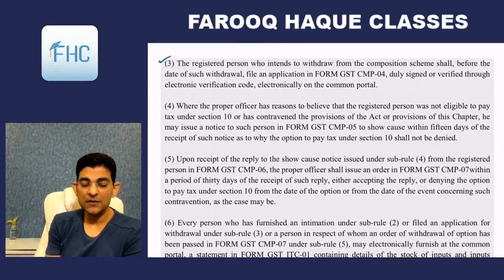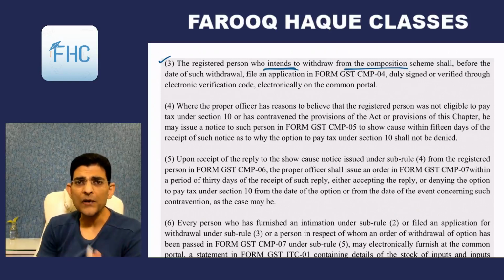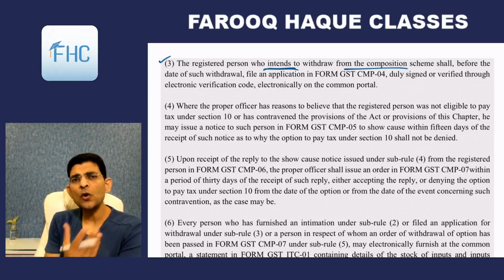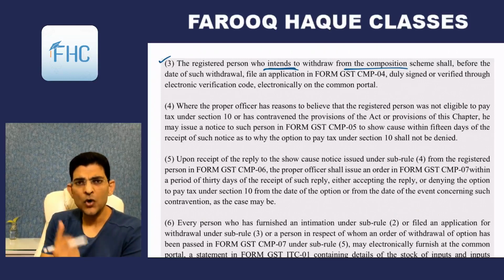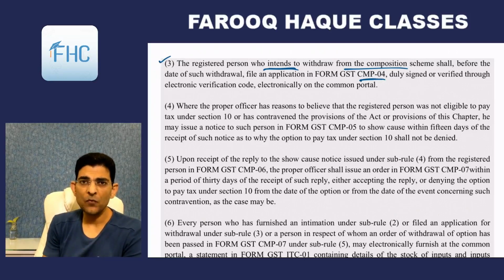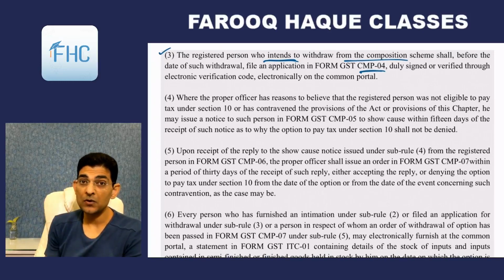And point number 3 says that a registered person who intends to withdraw from this composition scheme, even though you have not violated any provisions, but still you can opt out. You have a choice to opt out. So you have to also give the declaration in CMP 4, and you can opt out from any day. Any day you can opt out and start paying tax on the normal scheme.